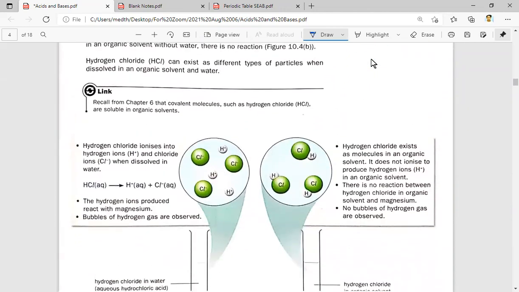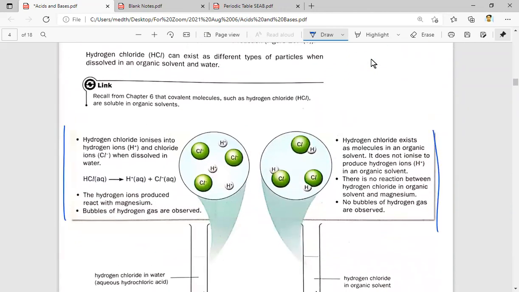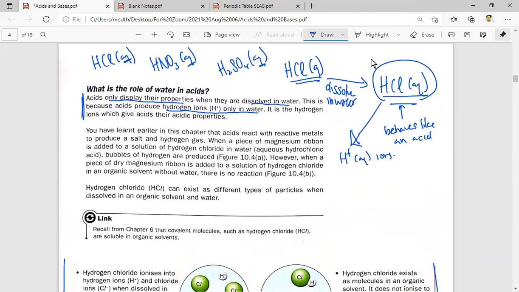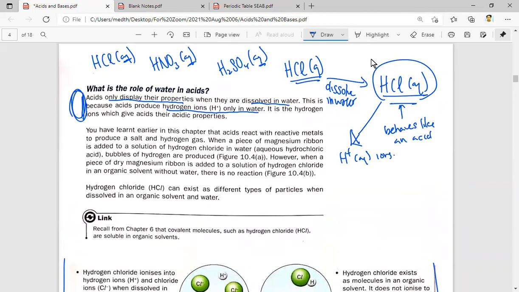You can read further in detail over here in terms of why HCl needs to dissolve in water. Generally this is more for the combined science express and the pure students. For NA side, you just need to know this basic fact over here.